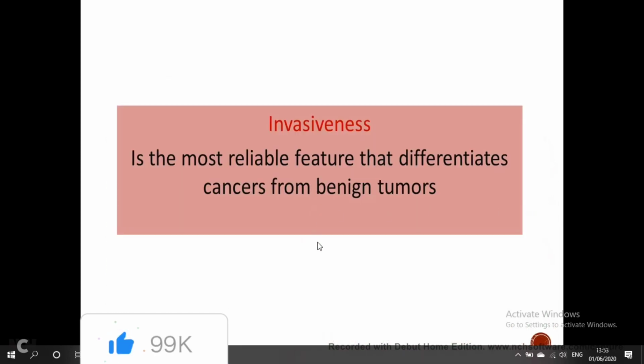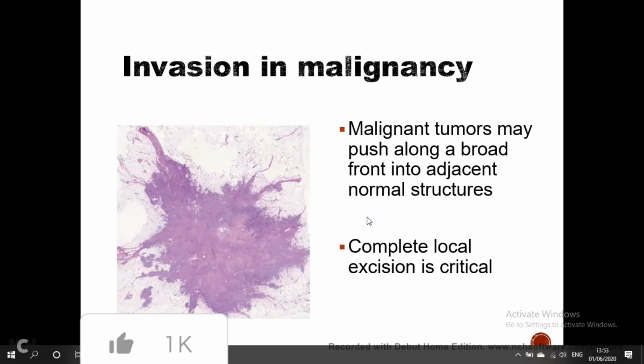Invasiveness is the most reliable feature that differentiates cancer from benign tumor. Very important point. Okay, invasion and malignancy. You can see this is the normal tissue and this is the tumor. Now see how it invades. It invades into the surrounding tissue. This is the best picture that I would say to understand invasion of a malignant tumor.